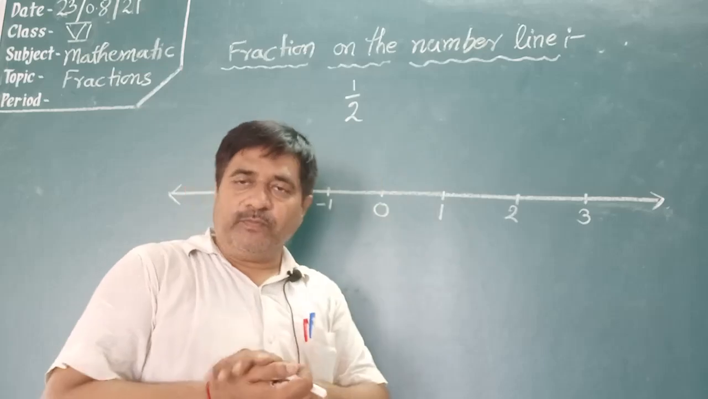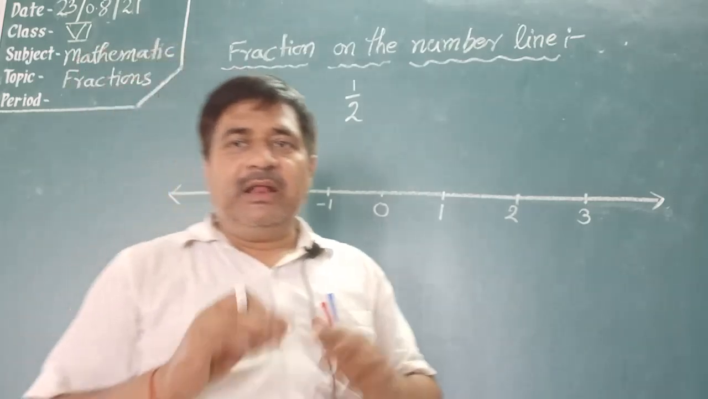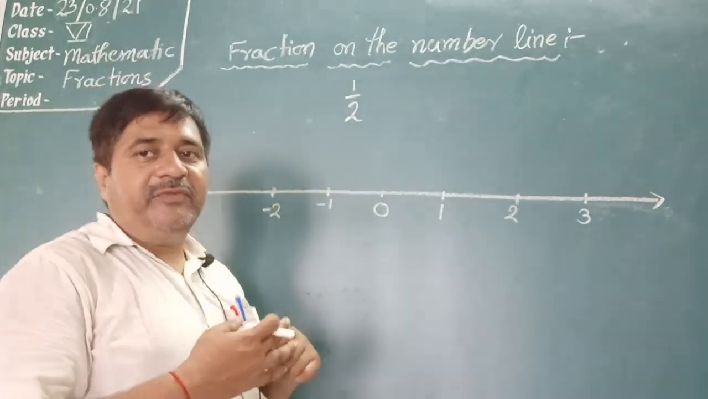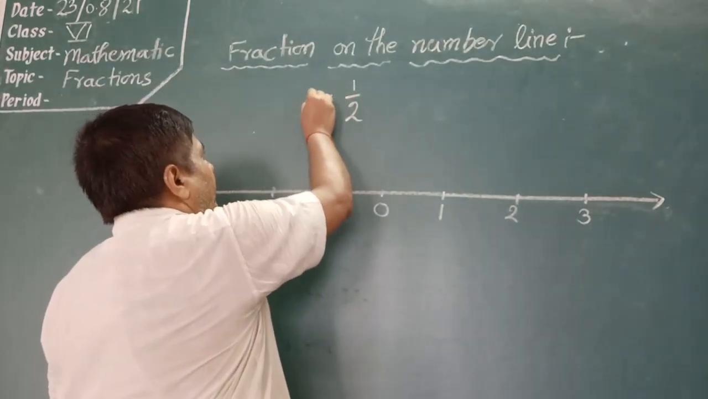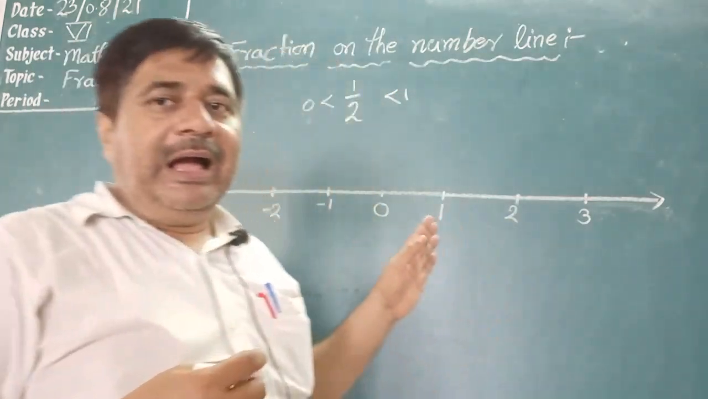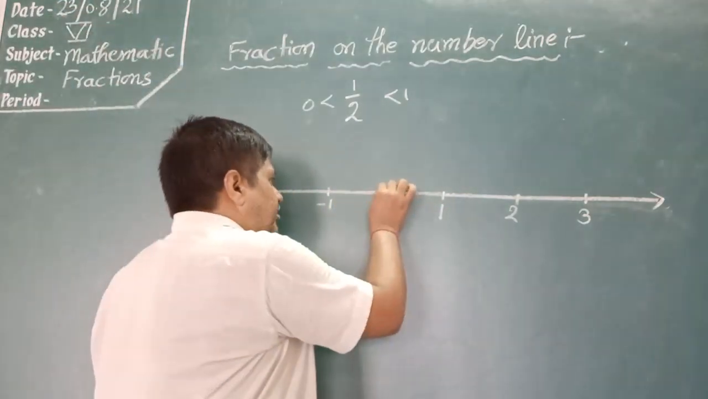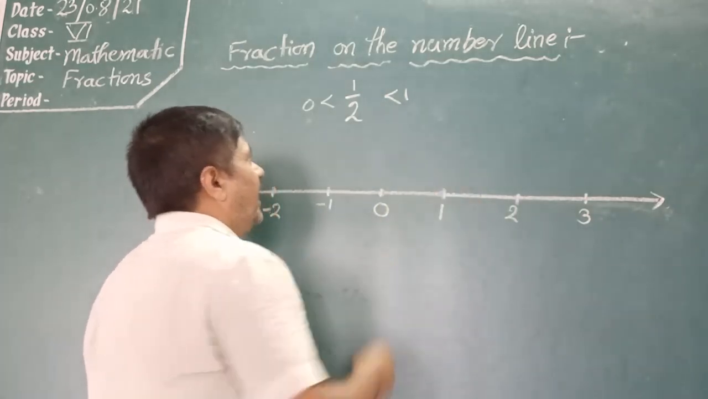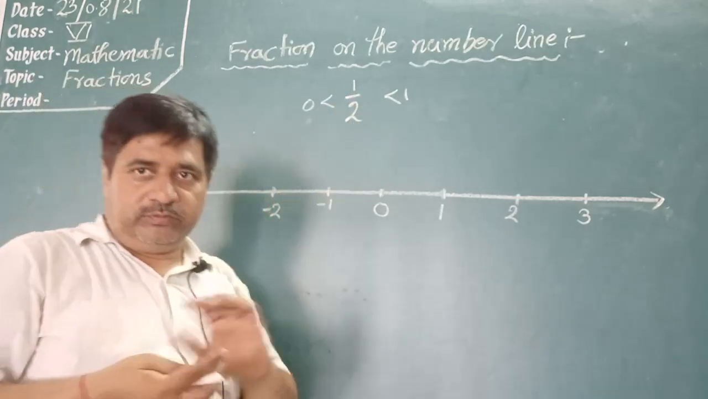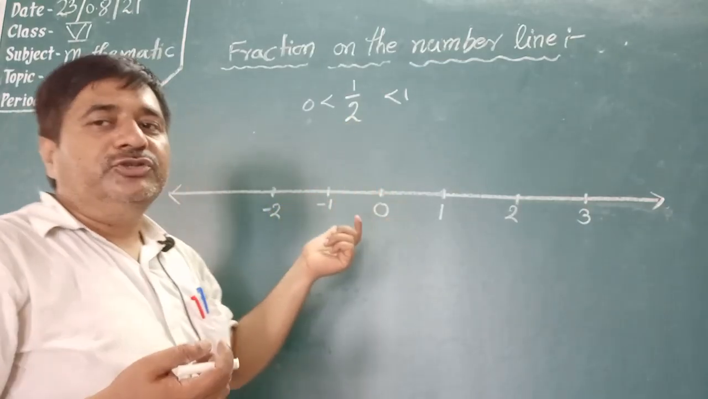In this number line, how can you represent the fraction 1 by 2? First, you check whether 1 by 2 is less than 1 or not. So 1 by 2 lies between 0 and 1. First you take the points 0 and 1, and in 1 by 2, the denominator is 2, so you make 2 parts from 0 to 1.